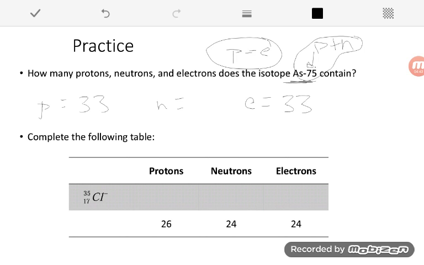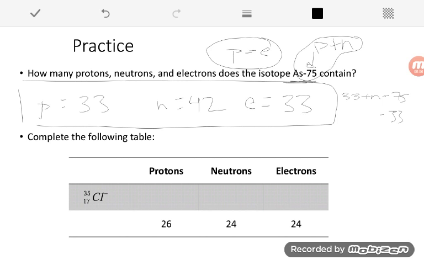For the neutrons, we're going to use this piece of information right here. The mass number was 75, and the mass number was protons plus neutrons. So the protons, which were 33, plus the neutrons must add up to 75. We just need to subtract 33 in order to figure out the neutrons. So this isotope has 42 neutrons, 75 minus 33. So we can figure out all three of those from the isotopic notation.